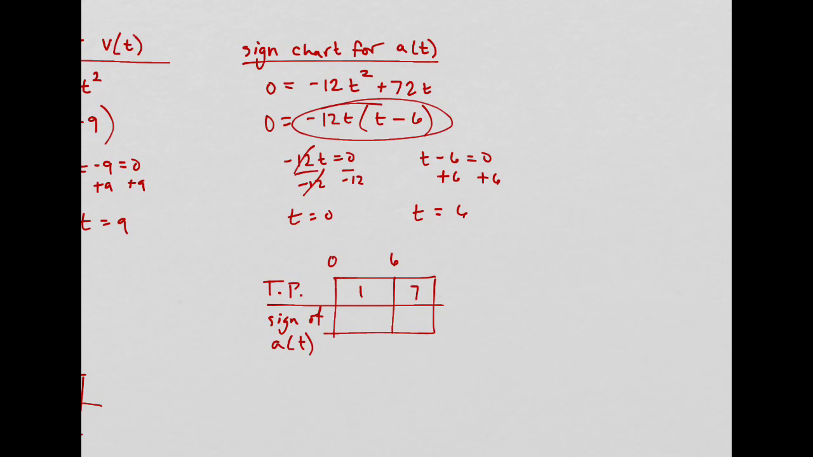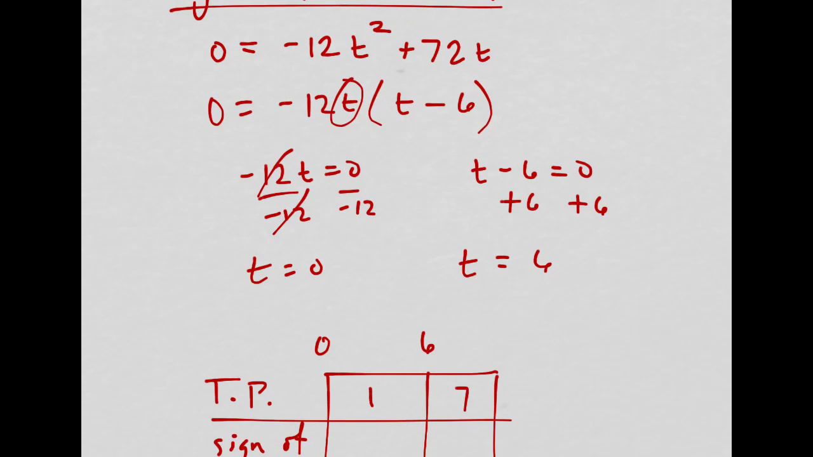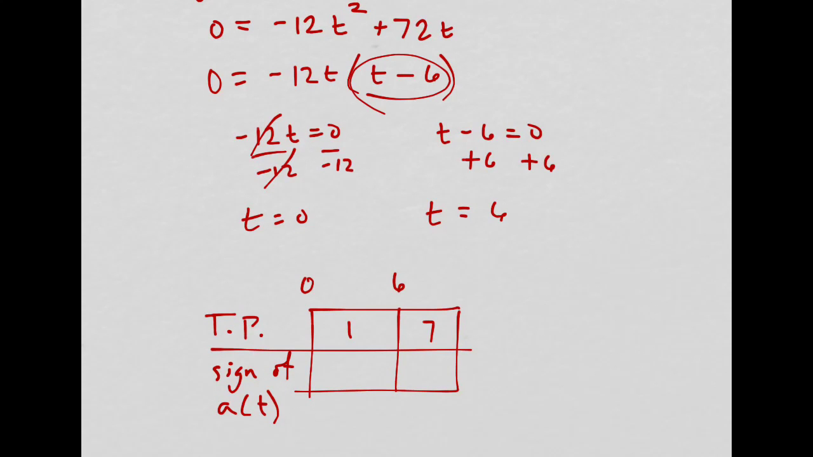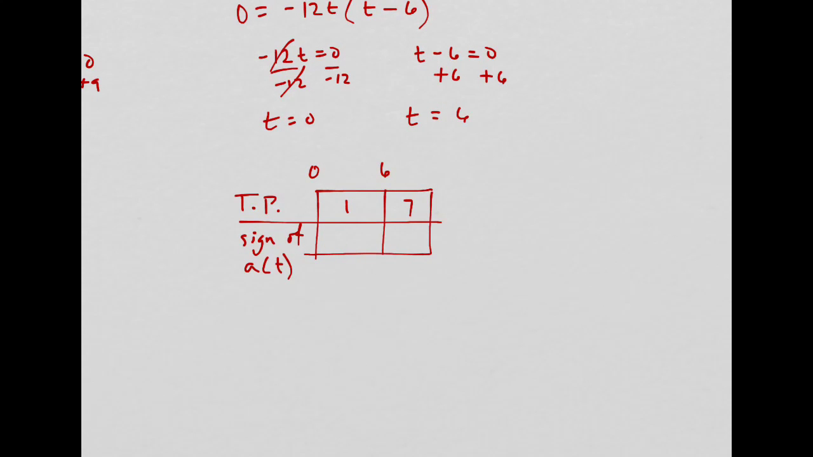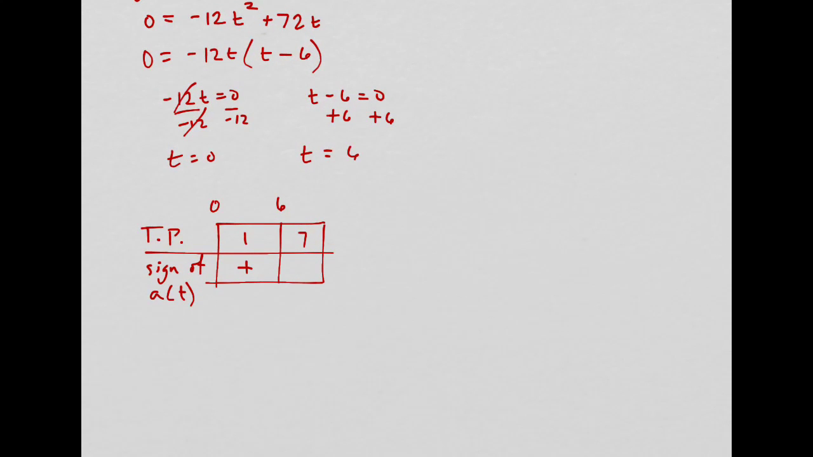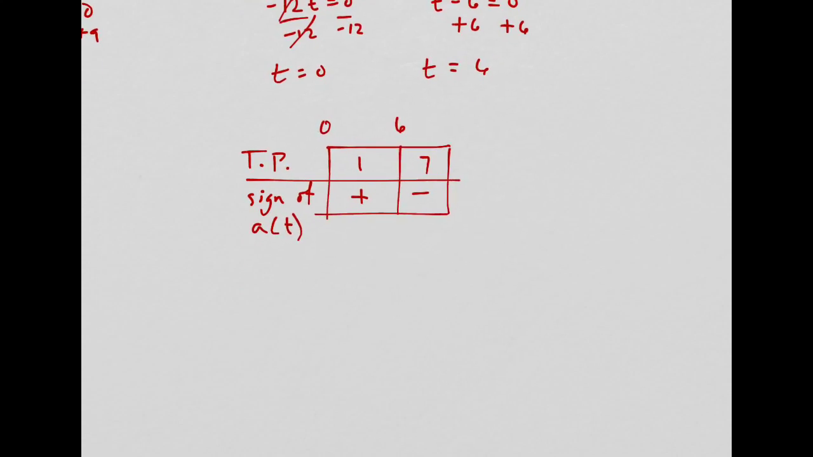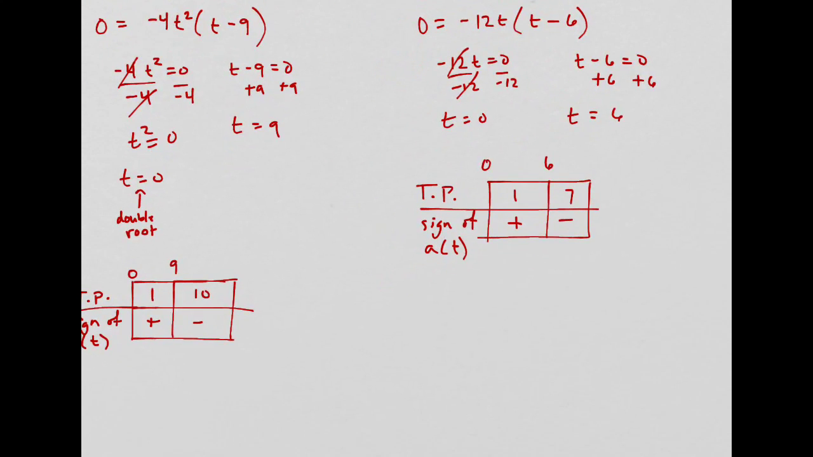It's easiest to plug it into the factored form. So if I plug in 1, I just get 1 times negative 12. That's a negative. And then here, 1 minus 6, that's also a negative. Negative times a negative is a positive. And I'll plug in the 7, and I get a negative times a positive. That's a negative. All right, so I have my intervals.